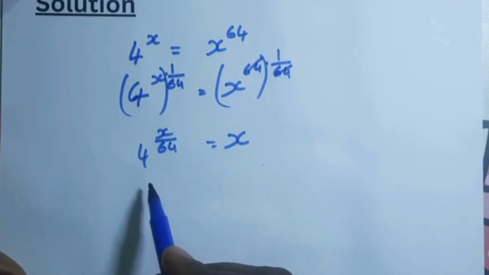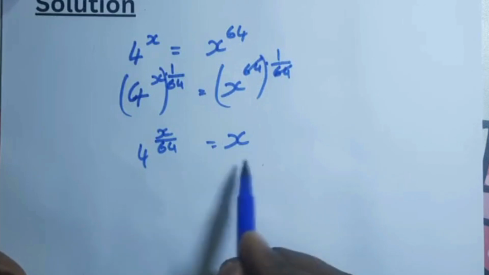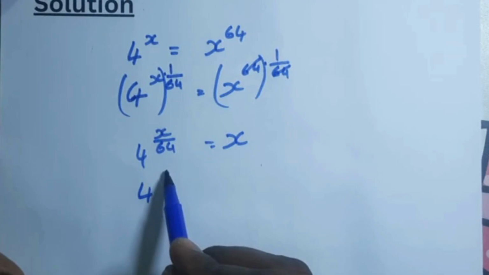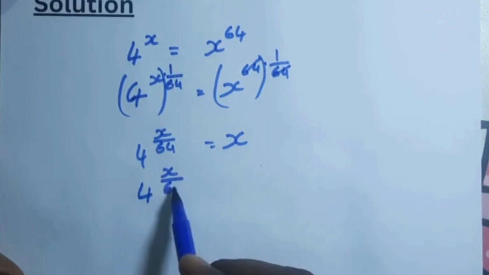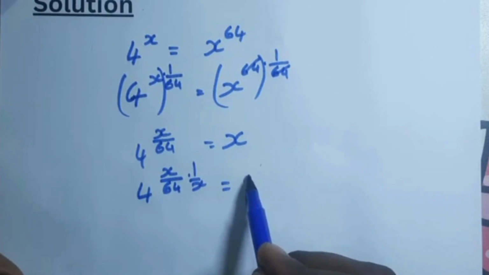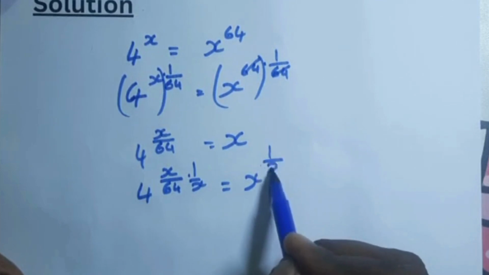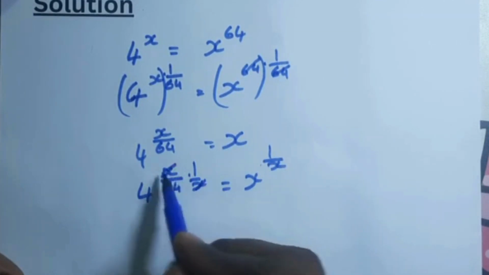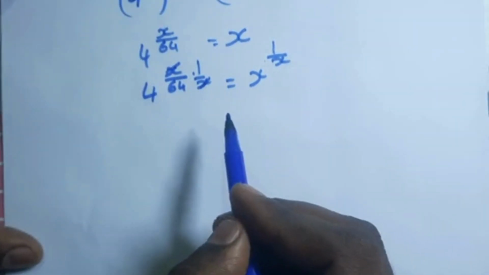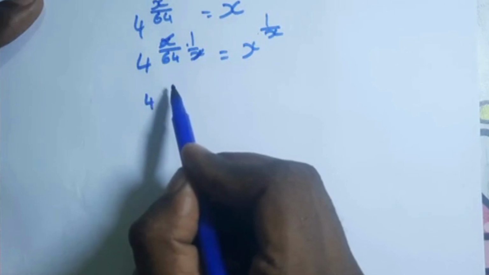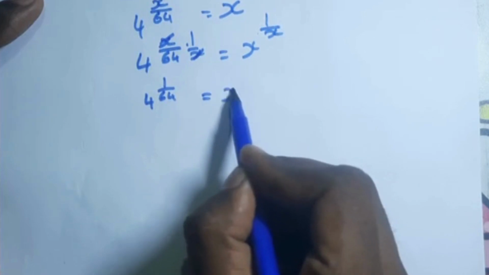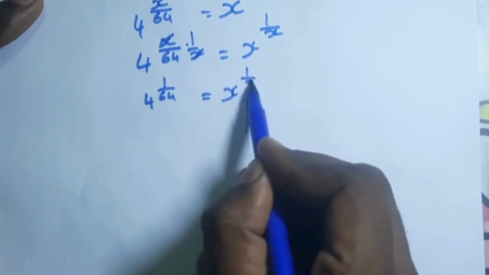Now we are taking 1 by x into the power on both sides. 4 to the power of x by 64 into 1 by x equal to x to the power of 1 by x. This x and this x will get cancelled. 4 to the power of 1 by 64 equal to x to the power of 1 by x.